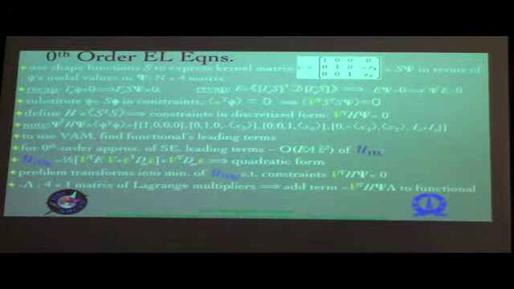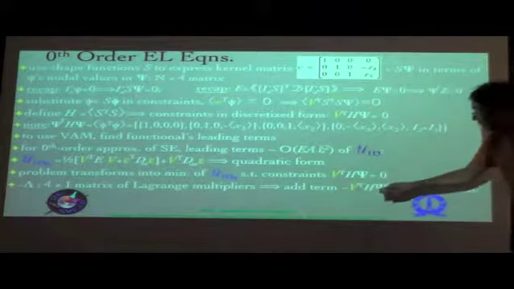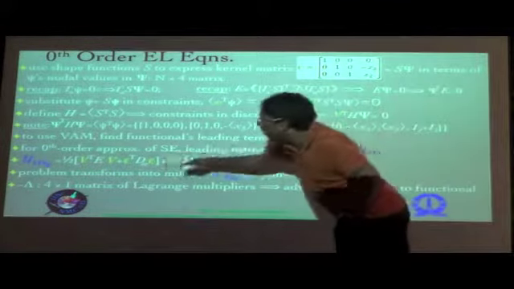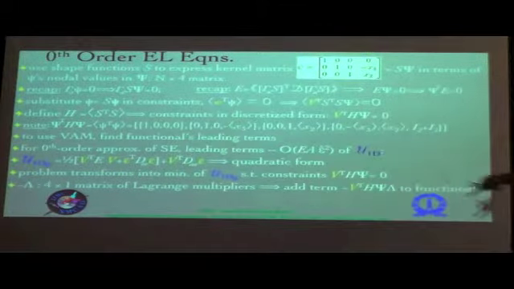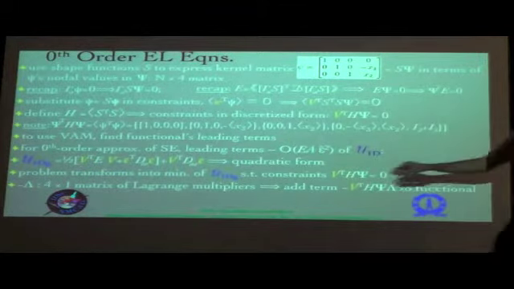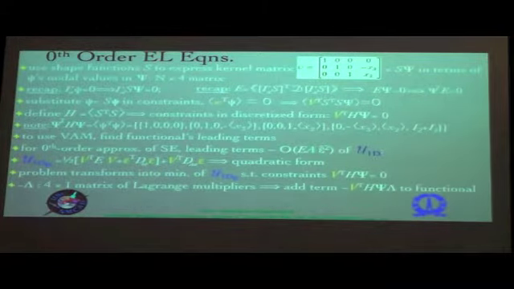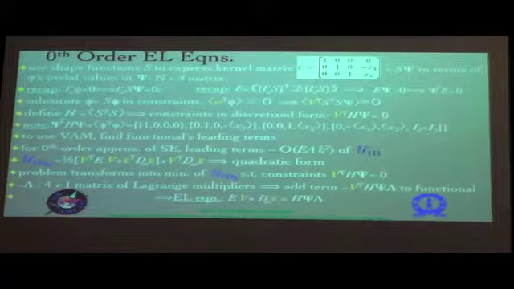So a matrix of Lagrange multipliers. Again, we have a column matrix over there. Now we add a term which is minus V transpose H xi lambda to the original functional that you have over here, and then you minimize that instead of minimizing U1 D naught alone. It's a new functional that you define in order to take care of the constraints.